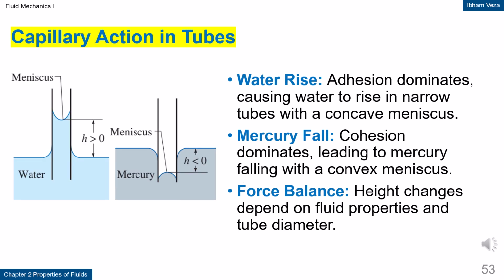Capillary action in tubes. For water, adhesion forces dominate, causing the liquid to rise in a narrow tube. For mercury, cohesion forces dominate, causing the liquid level to fall. The direction and magnitude of the height change are determined by fluid properties and tube diameter. This phenomenon is known as capillary action. This concept is widely used in wicking systems, absorbent paper, and biological tissues.